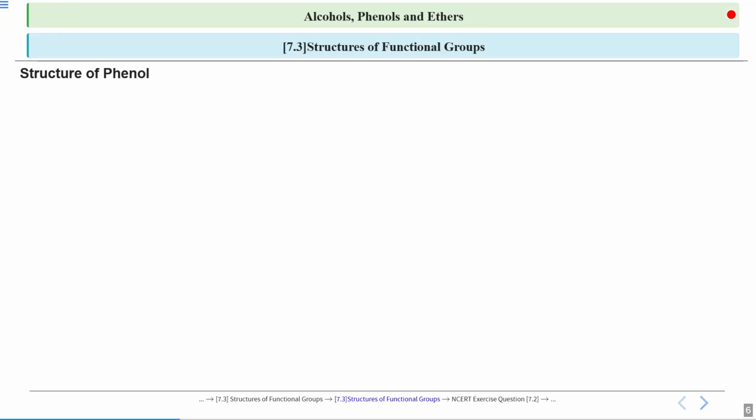Now, we have just seen the structure of an alcohol, which is methanol, and talked about the bond angle and bond length. Now let's move to the structure of phenol. A figure is given showing the structure of phenol. This is a benzene ring, and this benzene ring is attached to the hydroxy group, that is the OH group. Also the bond length is given, which is 136 picometers for the CO bond, and the COH bond angle is given as 109 degrees.